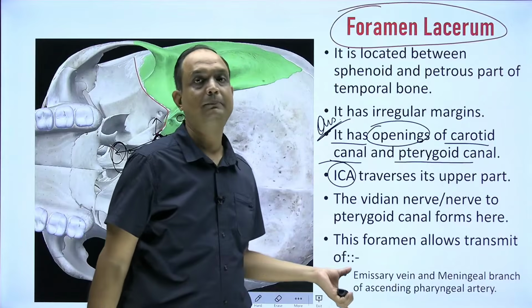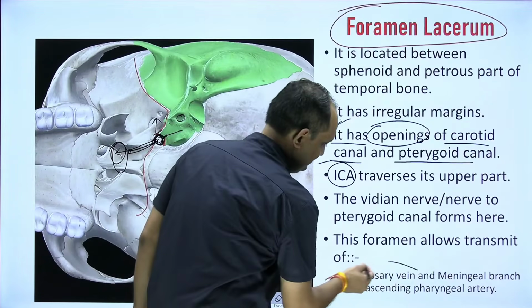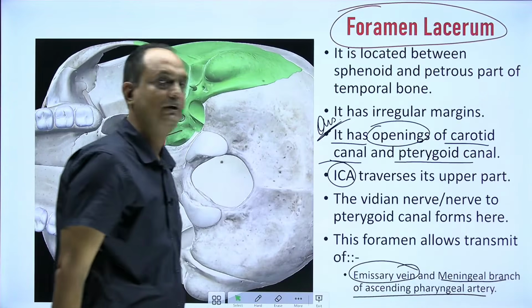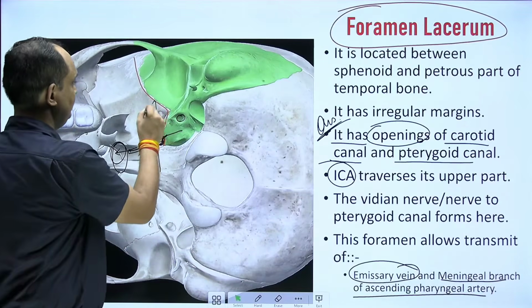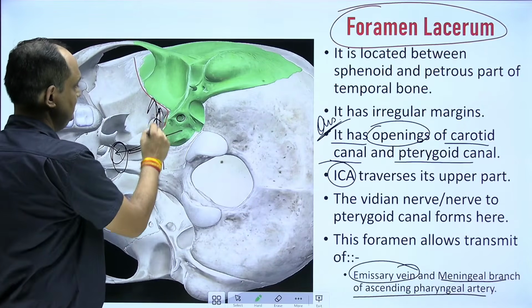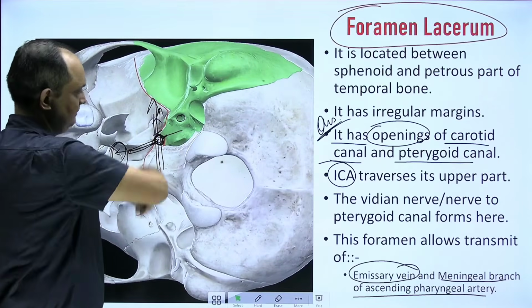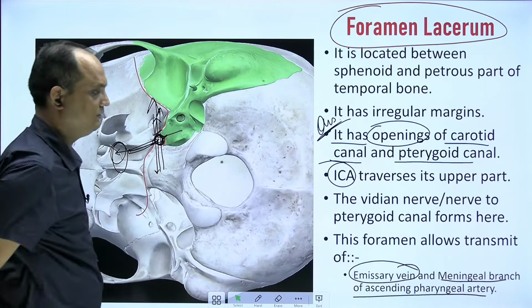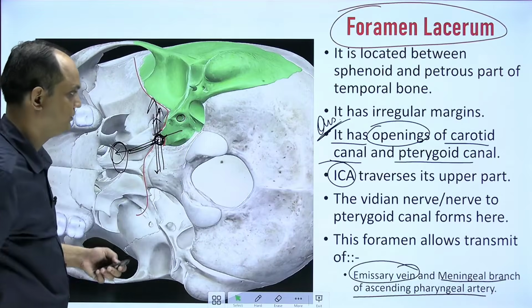Now, this foramen per se allows passage to two structures. One is the emissary vein and second is the meningeal branch of the ascending pharyngeal artery. So, one vein and one artery are passing from outside to inside and inside to outside. The artery is going from outside to inside, the vein is coming down. That vein is the emissary vein and the artery is the meningeal branch of the ascending pharyngeal artery. Otherwise, this foramen remains closed.